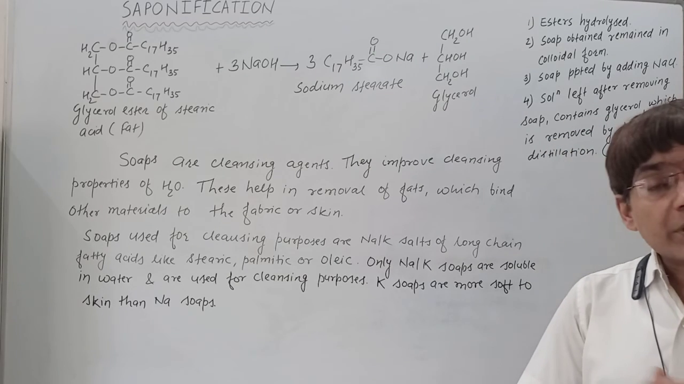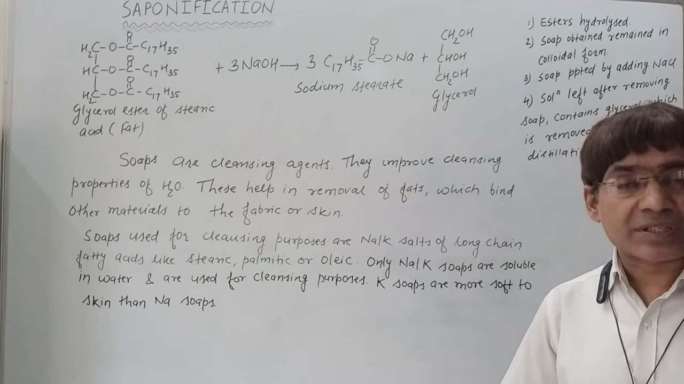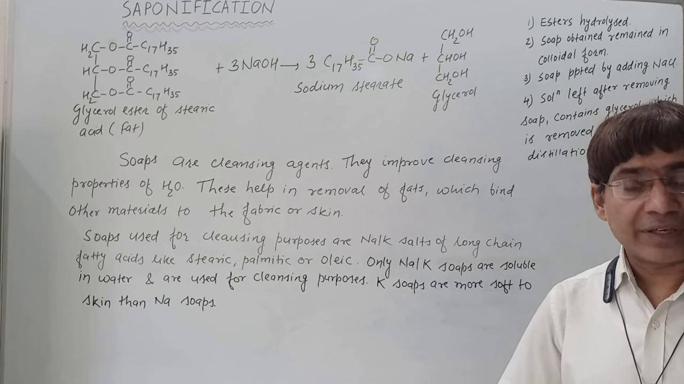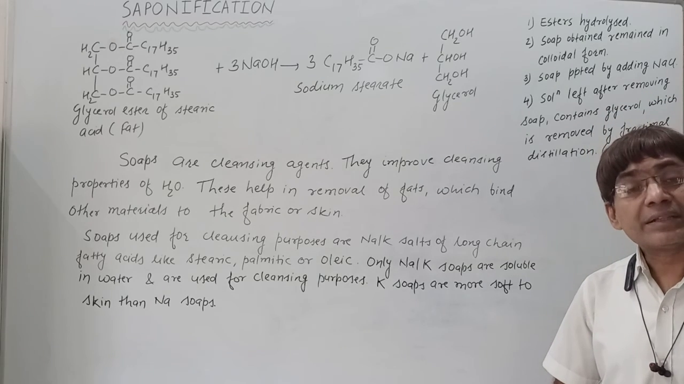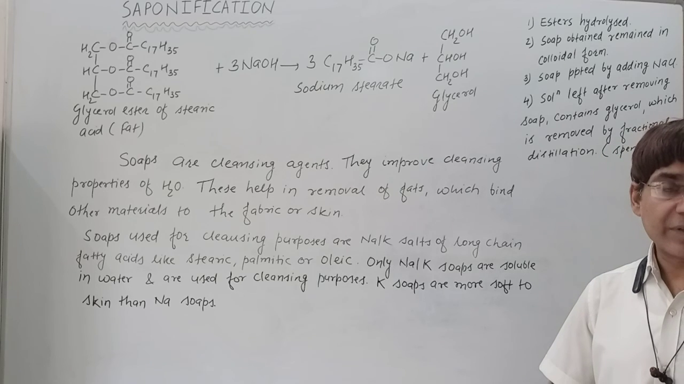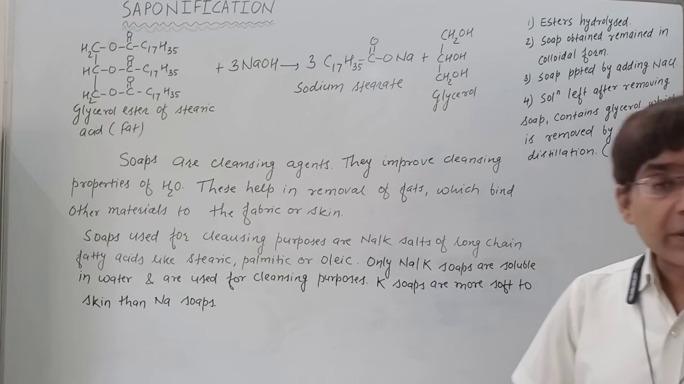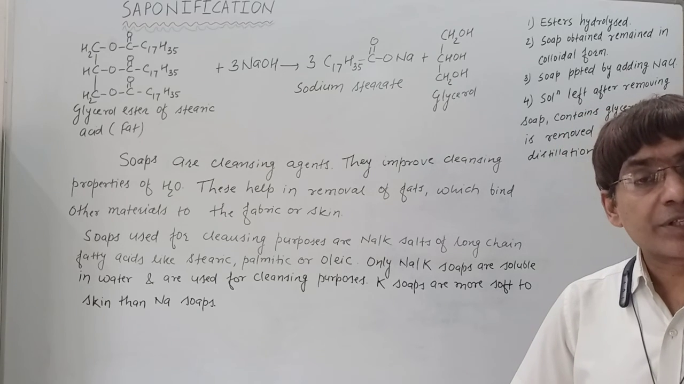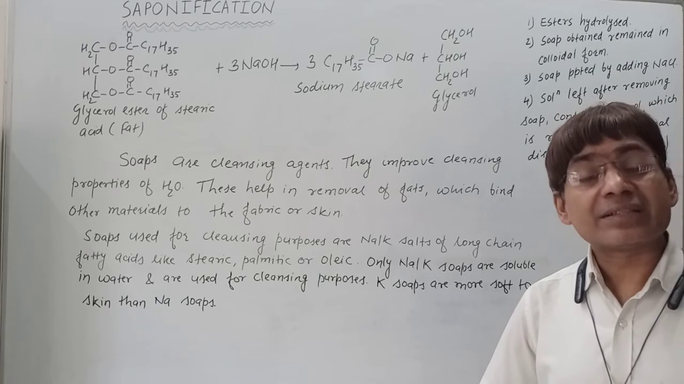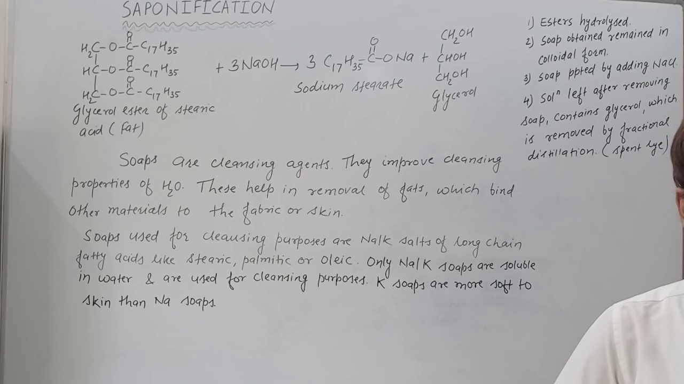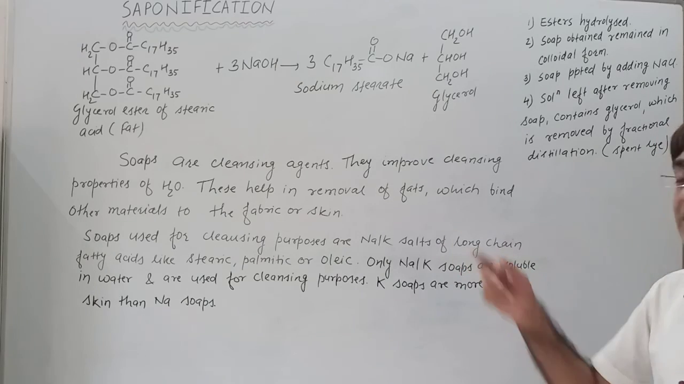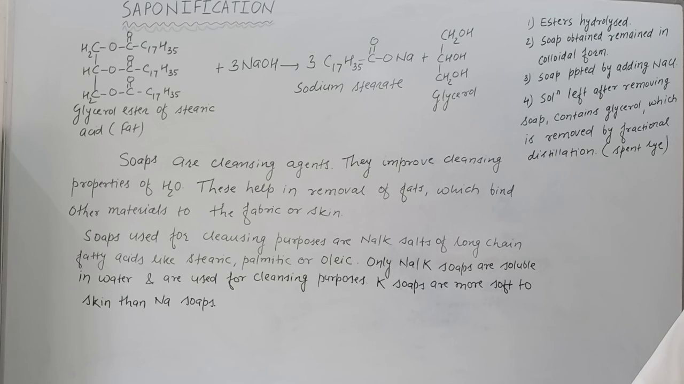And the last characteristic of soaps: potassium soaps are softer towards the skin than sodium soaps. Fine. And hence for bathing purposes, what type of soaps are used? Potassium soaps are used for bathing purposes, as they have a more gentle action on skin than sodium soaps. Is it fine? So these are the characteristics of soaps. Is it okay? Now in the next section, we'll be discussing the types of soaps.